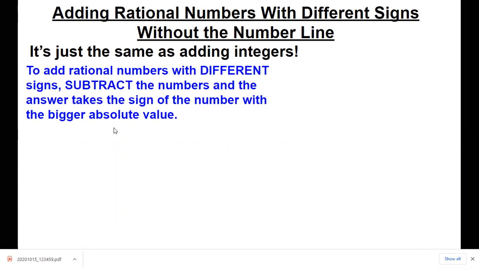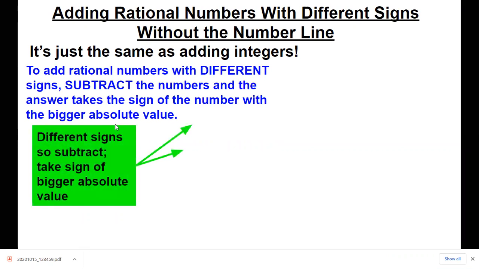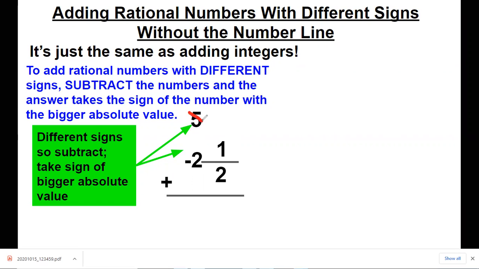Remember, with different signs, we're really subtracting, and it takes the sign of the bigger absolute value. So we have 5, and we're adding negative 2.5. So we're really subtracting. This is tricky now. I'm going to do it first without the computer and then with the computer. So we can't subtract 1/2 from nothing. There's nothing up here. So we have to borrow from the 5 and make it a 4.